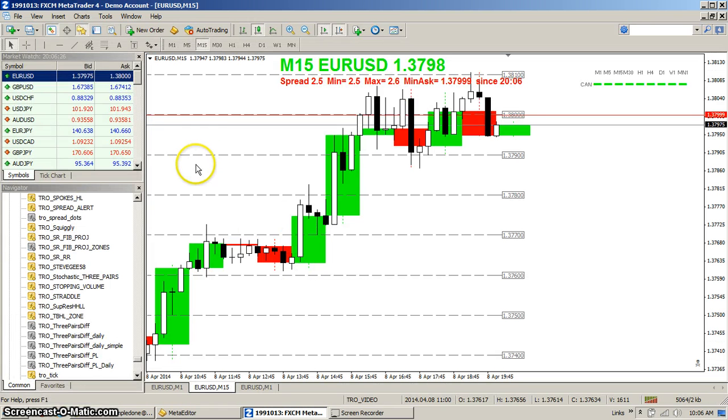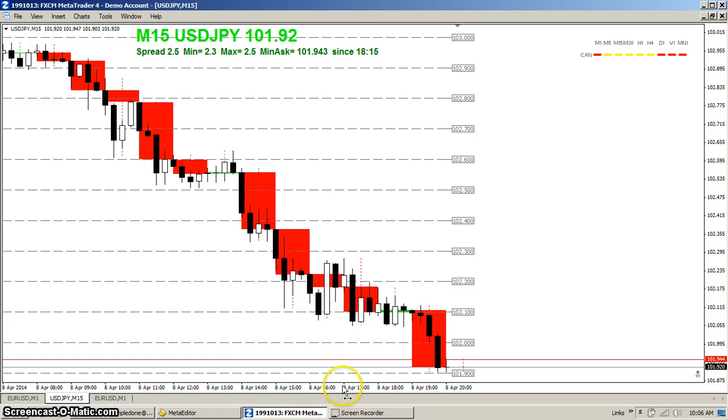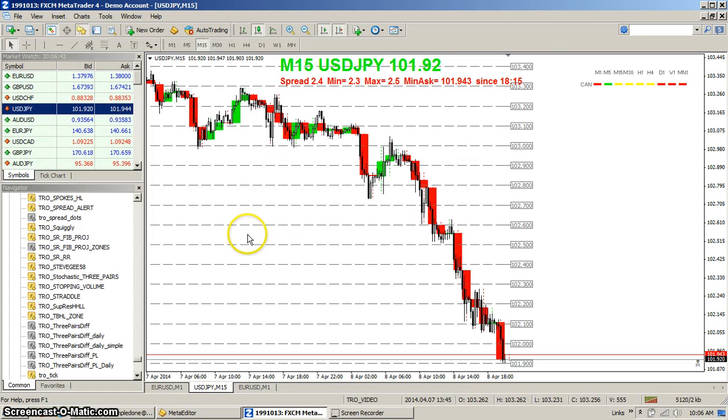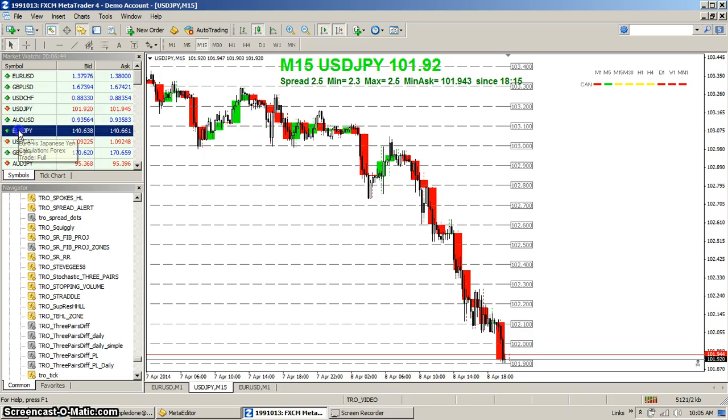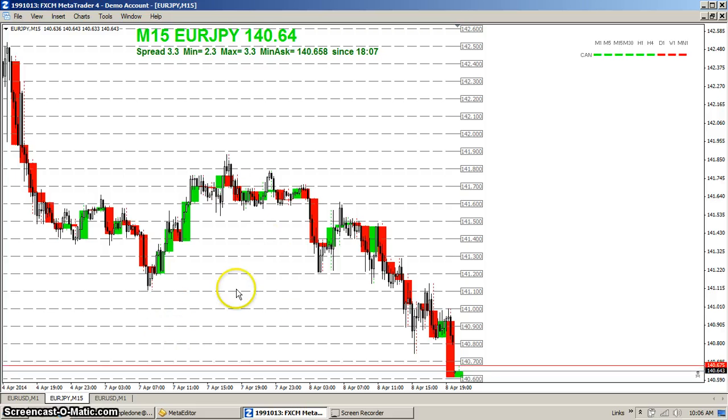Now, just to prove to you I'm not cherry picking, let's look at the dollar yen. And let's see if it works. Well, it looks like the dollar yen was in a fall here. But once again, you could see D1. Okay, that looks too easy. Let's pick Euro yen. Okay, there's some choppy action here.